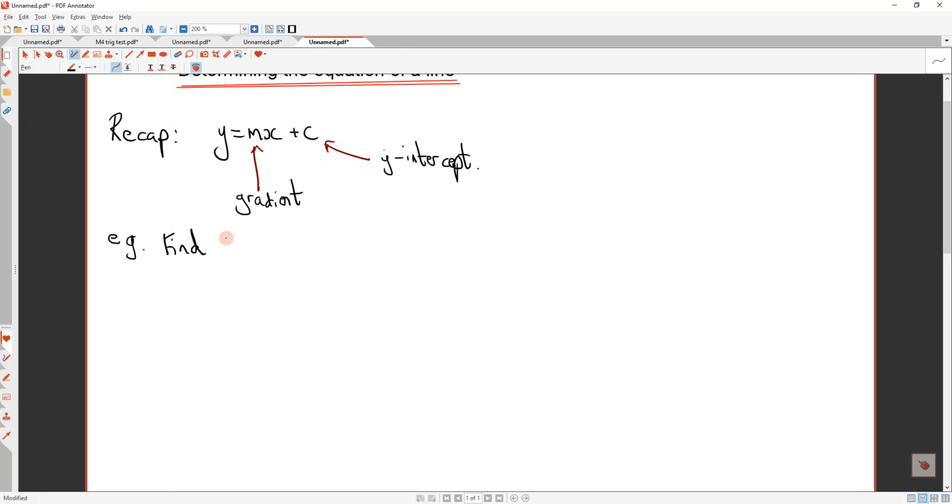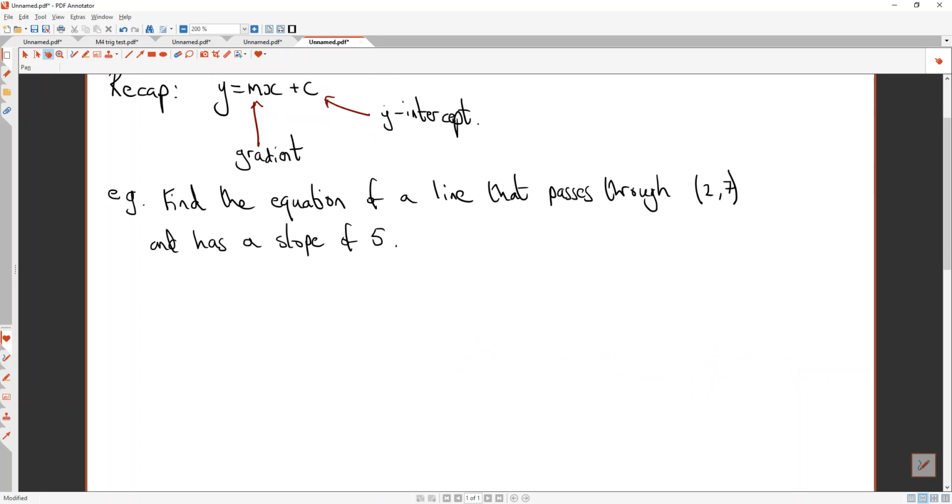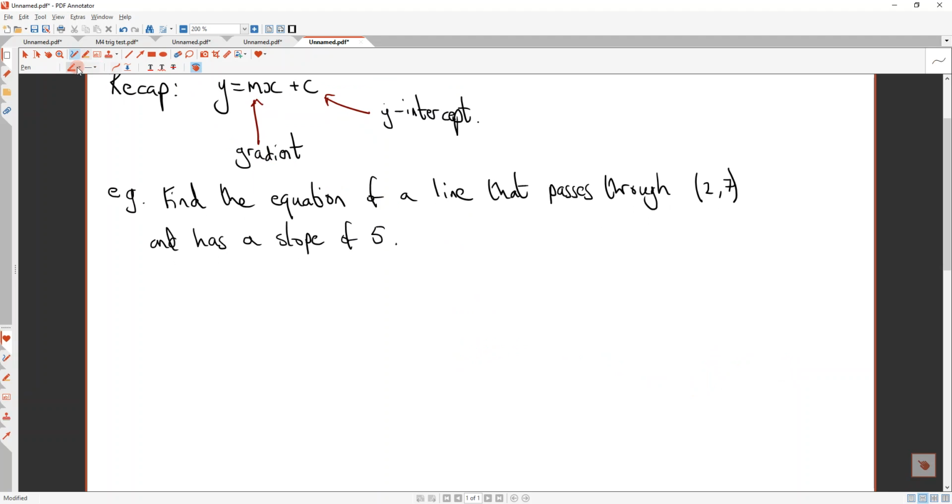So find, we're all copying this down, the equation of a line that passes through the point (2, 7) and has a slope of 5. Right, so thoughts. How could we go about this?